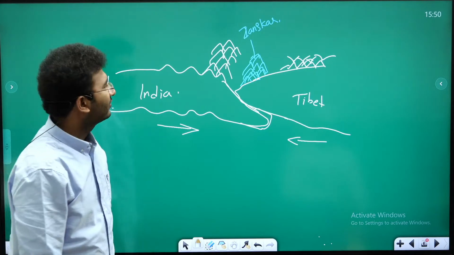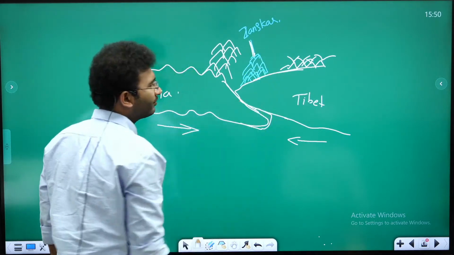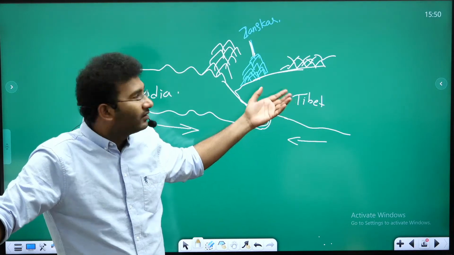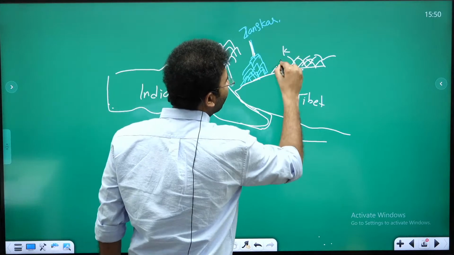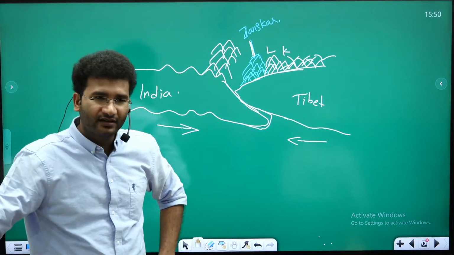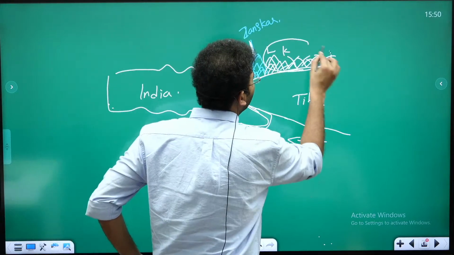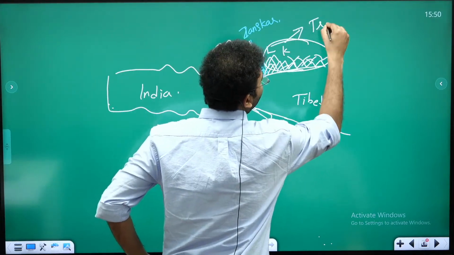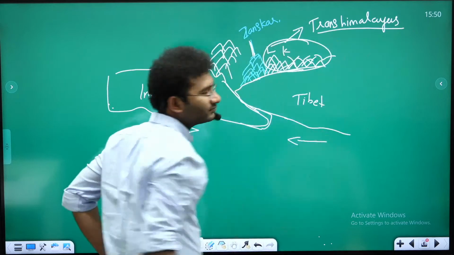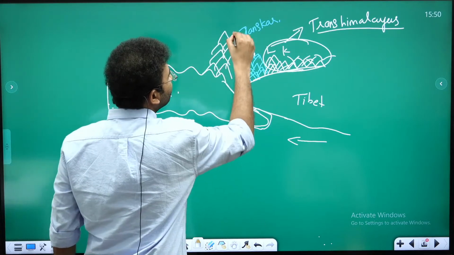Right? Now, where are the mountains of Zanskar present? Are they present on Indian plate? Are they present on Tibetan plate? Tibetan plate. Now, here you have Karakoram ranges, here you have Ladakh ranges. Where are they present? Are they present on India? They are present on Tibet. That is why these mountains are called as Trans-Himalayas.